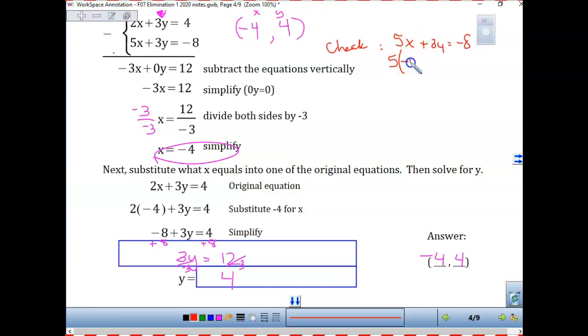So I'm going to take 5 times negative 4, plus, Brad, my y value was 4, so I'm going to take 3 times 4. So if I put negative 20 plus 12, does it equal negative 8? Yeah, it checks. So this answer has to work in both equations if it is a solution. If I was graphing this, this would have been a point of intersection, and the point of intersection would have been going over 4 and up 4 if I would have graphed those two lines.